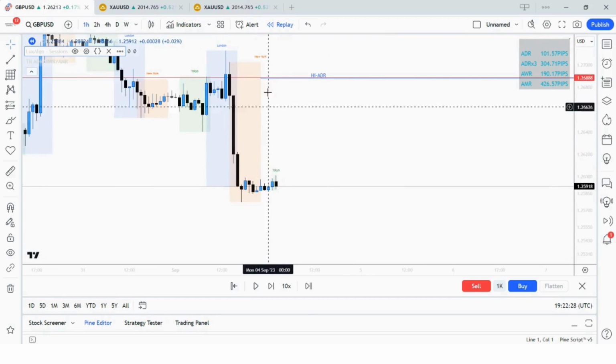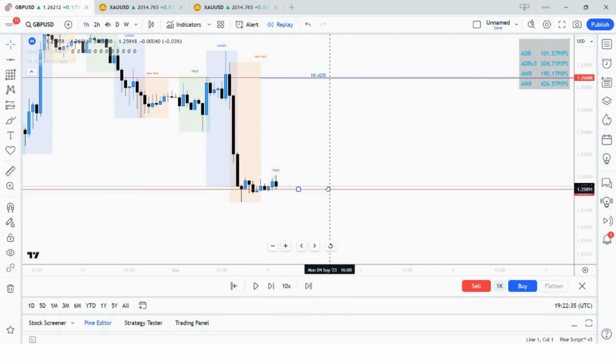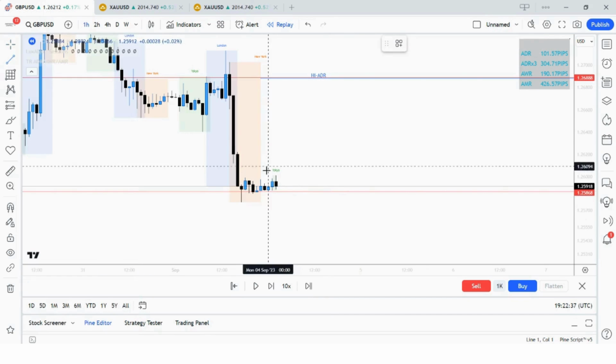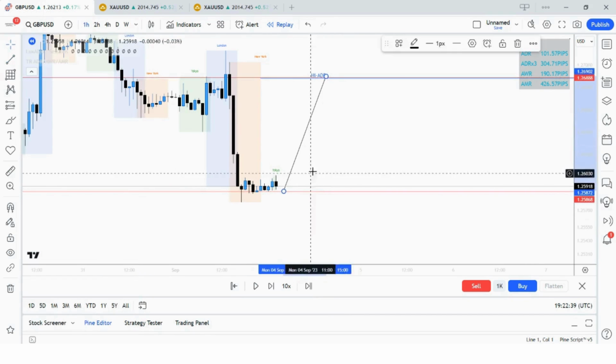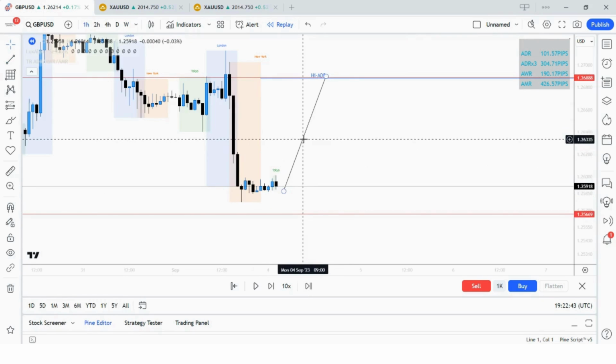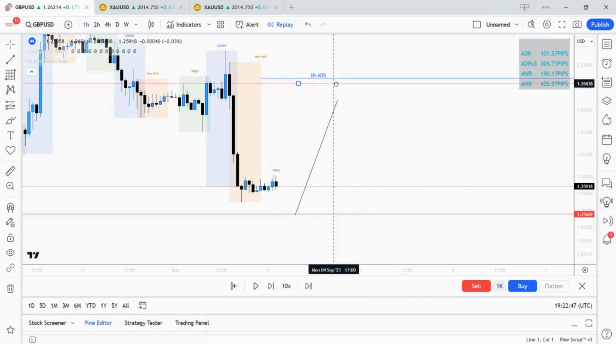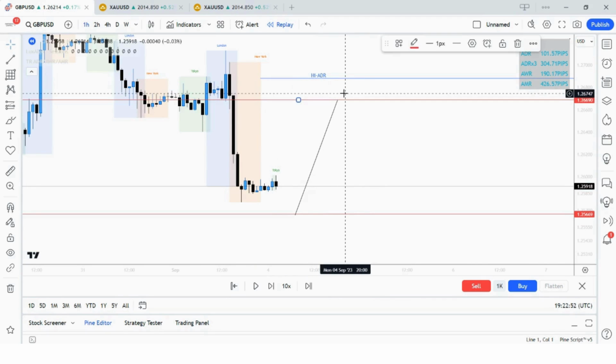For instance, this distance over here, right? This ADR high is at this price level because the current low of the day is over here, right? So this distance over here is 101.57 pips. However, if the market makes a new low, for instance, over here, right, we can see that the 101.57 pips distance causes the ADR high price level to fall, right?